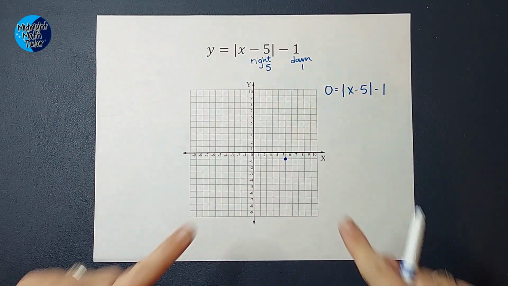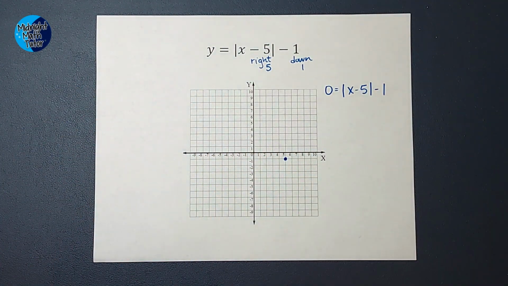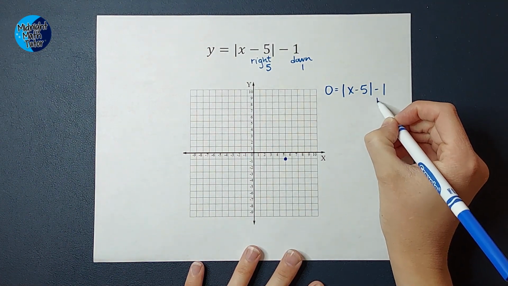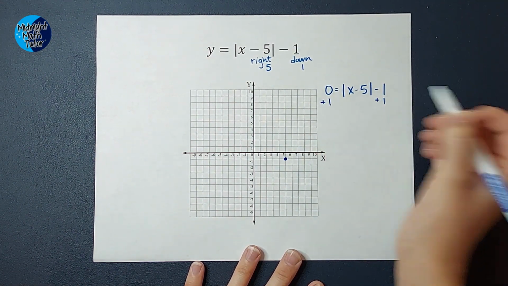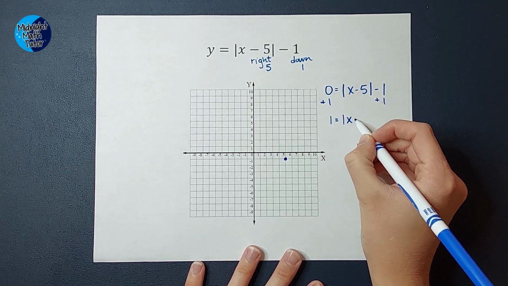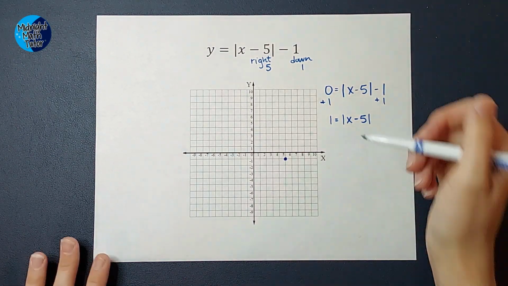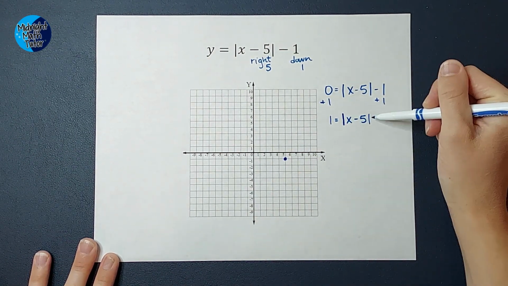Now, if you'll notice, this is going to be a V, right? So it's going to cross my x-axis in 2 places. So I should get 2 answers out of this. Let's see what happens. So to get x alone, I'm going to add 1 to both sides. So I get 1 equals the absolute value of x minus 5, okay? All right, if you need, I'm going to make those a little bigger so it doesn't look like a 51.